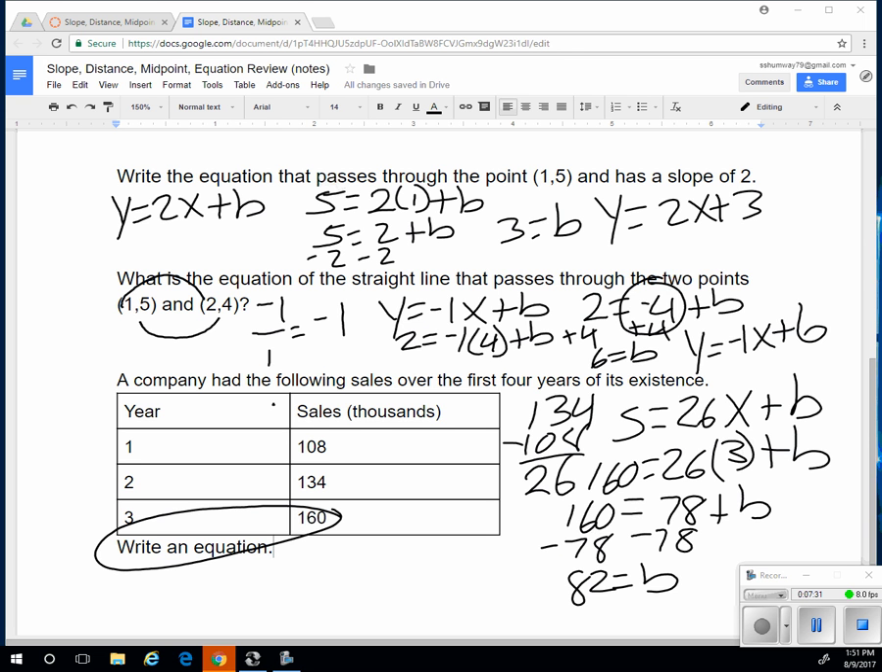So the equation would be that the sales is equal to 26 more every year. I put an X there, we could put a T for time, plus 82. Well, would 82 work if I put in a 1? 82 plus 26 would be 108. So yeah, if I plug in any of these values, any of the years, it should give me the sales in thousands, just to double check.